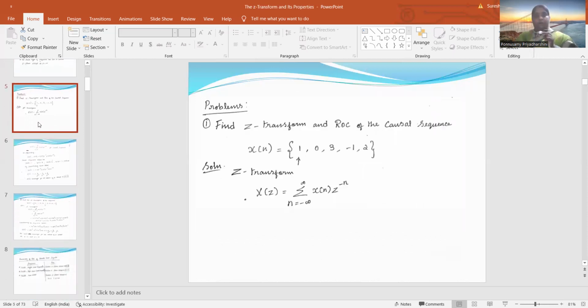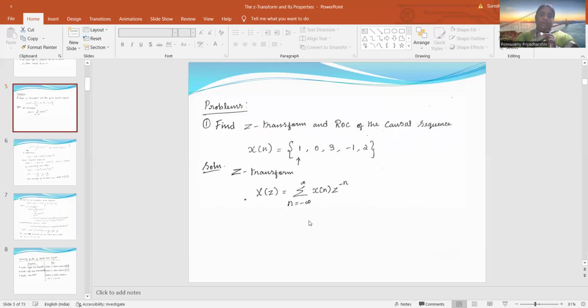So we will see a problem. Find the Z transform and the region of convergence of a causal sequence. x of n is 1, 0, 3, minus 1, 2. This arrow indicates where x of 0 is starting, that is, x of 0 is 1.